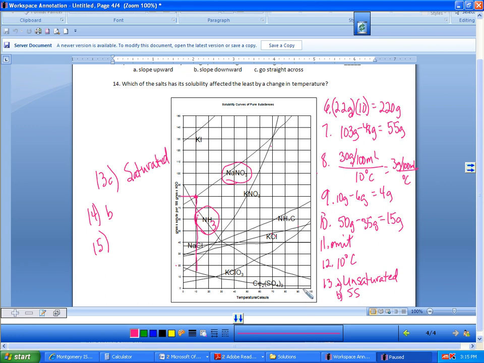15 says, which of the salts has its solubility affected the least by a change in temperature, and that would be NaCl. If you look at NaCl, it doesn't rise much at all. It's pretty much a flat line.